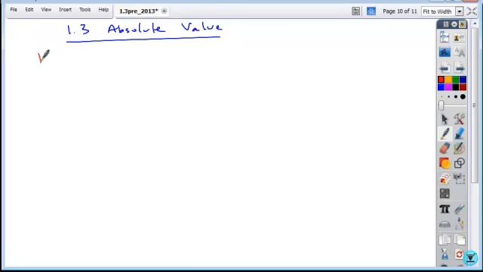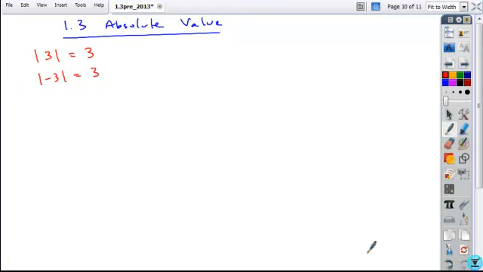If I was just to give you an absolute value, a very simple and basic one, you guys should have no problem, right? What is the absolute value of 3 equal to? 3. And what's the absolute value of negative 3 equal to? 3. Okay, so you guys know how to apply these. So as far as manipulating simple absolute values, you guys should have no problem with that.